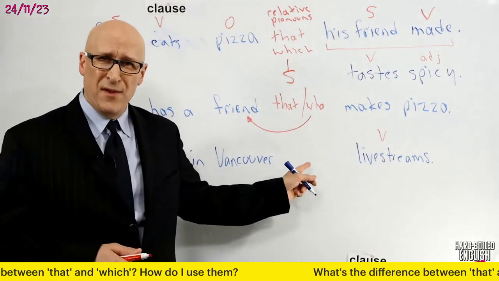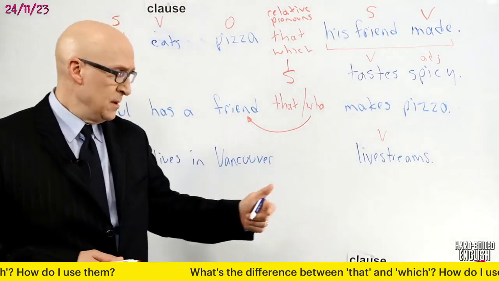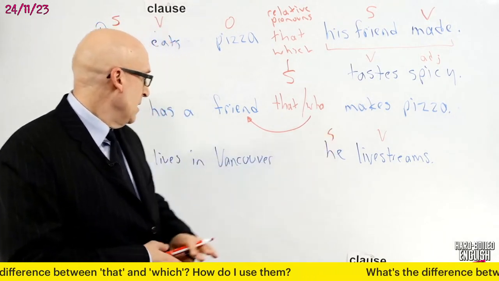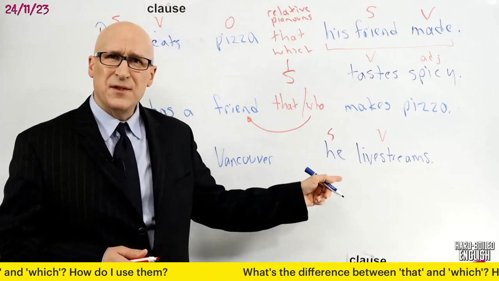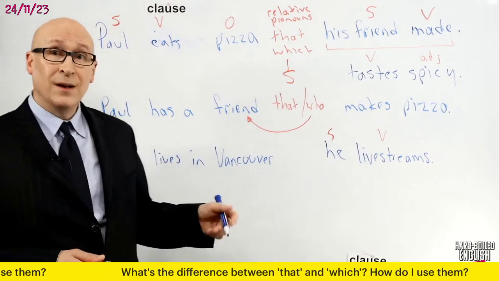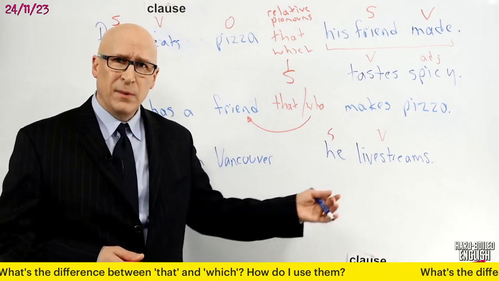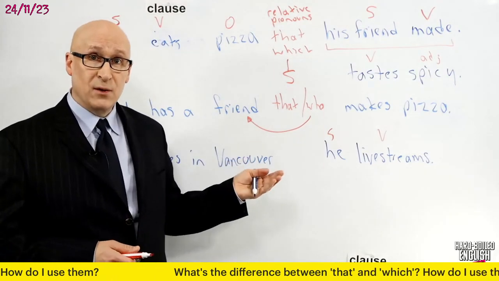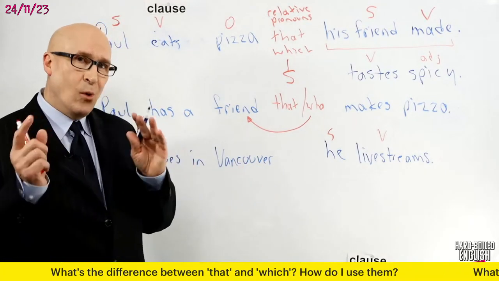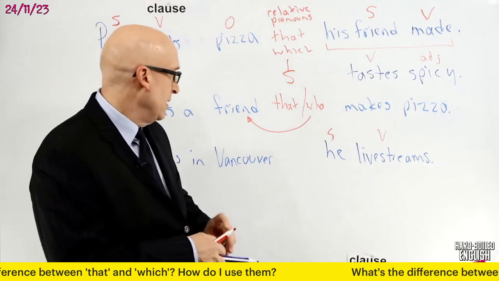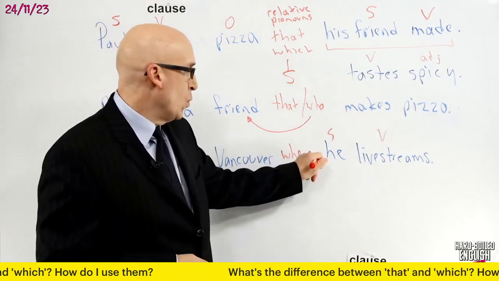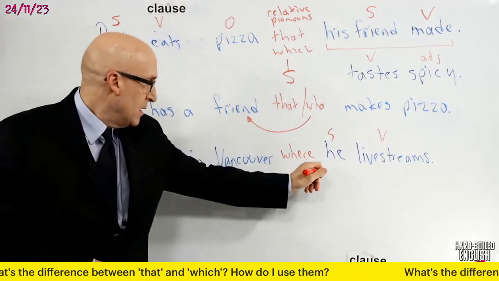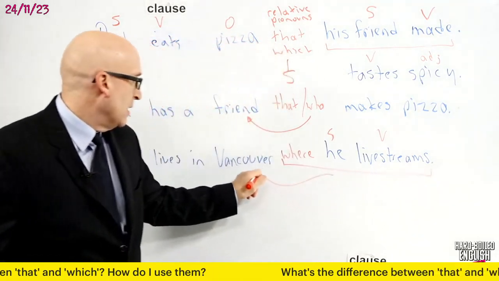Paul lives in Vancouver, that live streams. Actually, no, let's put the he live streams. So let's give it a subject. Paul lives in Vancouver, that he live streams. No. Paul lives in Vancouver, which he live streams. No, because he doesn't live stream Vancouver. He live streams from Vancouver or in Vancouver. Or we can use another relative pronoun. We can use the question word where he live streams. Because that connects our adjective clause to a place.